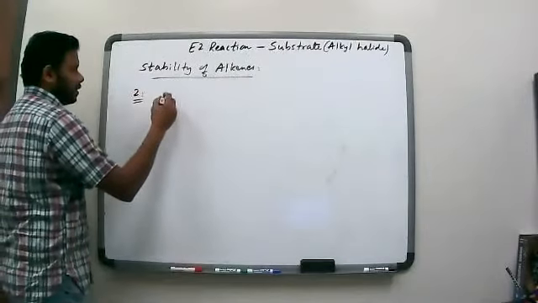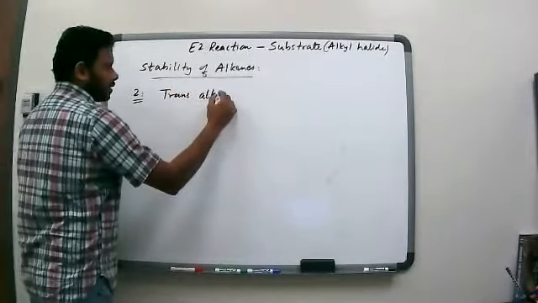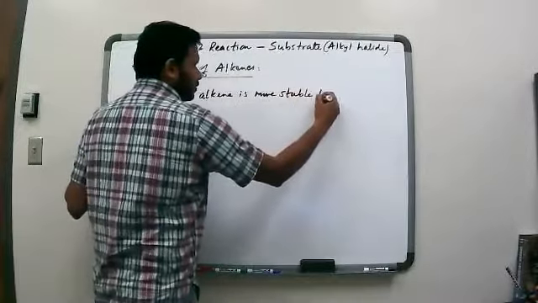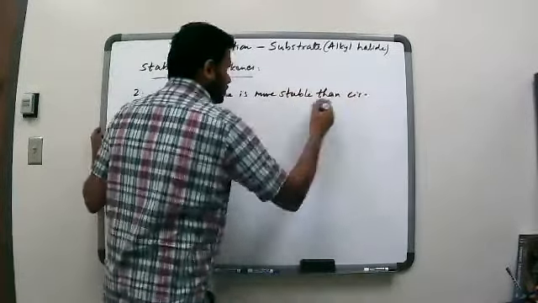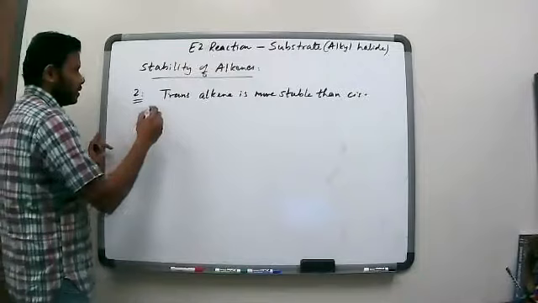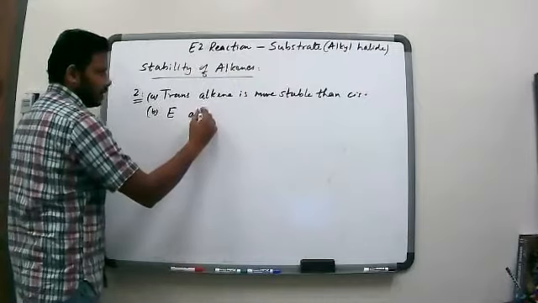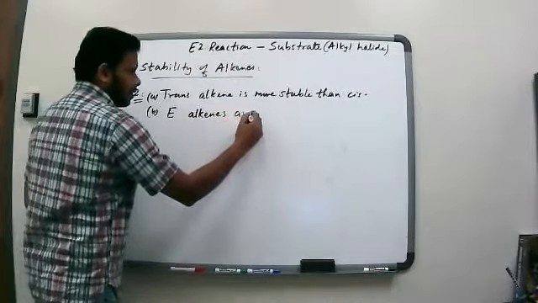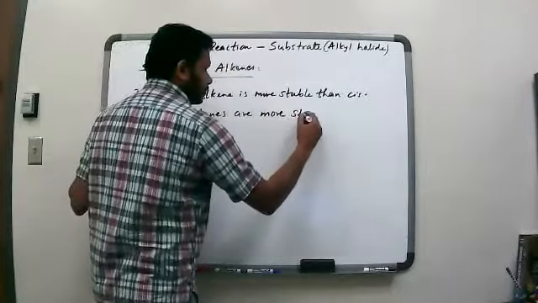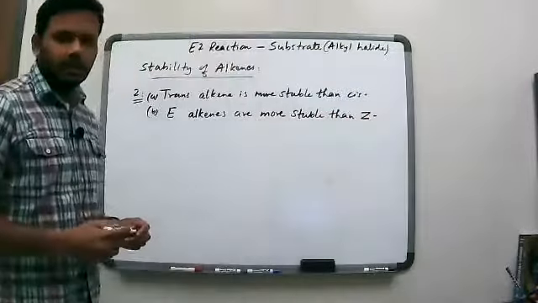The second thing is, remember, a trans alkene is more stable than cis. Okay, a trans alkene is more stable than cis. Or if we generalize this, E alkenes are more stable than Z alkenes. Okay, so that's another trend.